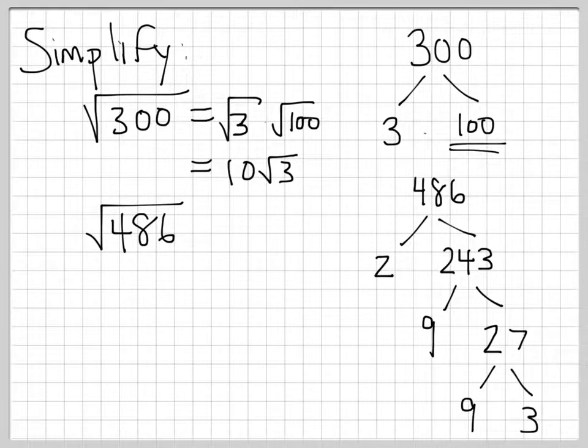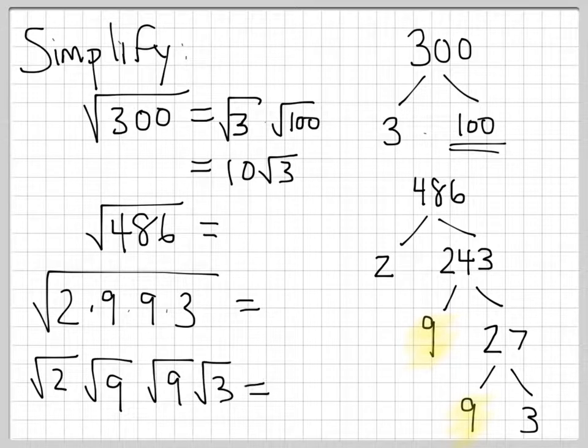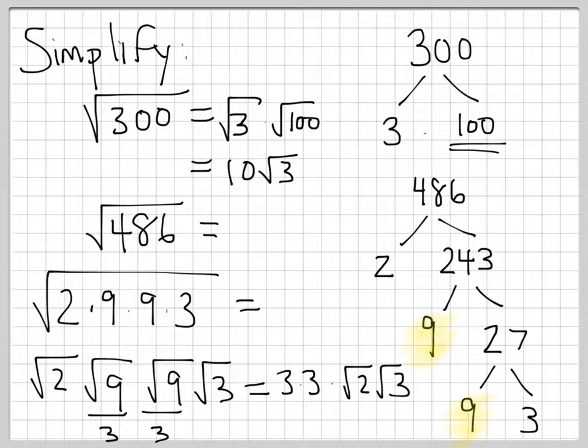Now, once you've made your factor tree, you can stop every time you have a perfect square. 9's a perfect square, so I didn't factor it. This 9's also a perfect square, so I didn't factor it. And so this is the square root of 2 times 9 times 9 times 3, which is the same thing as radical 2, radical 9, radical 9, radical 3. Now, these are each 3. And so I get 3 times 3 times radical 2, radical 3.